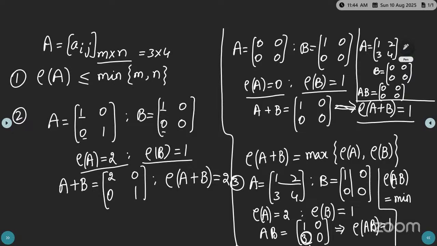Minimum of rank of A, comma rank of B. Note down. Just write this property and take those two examples. This is one example, that is another one. Make it quick.